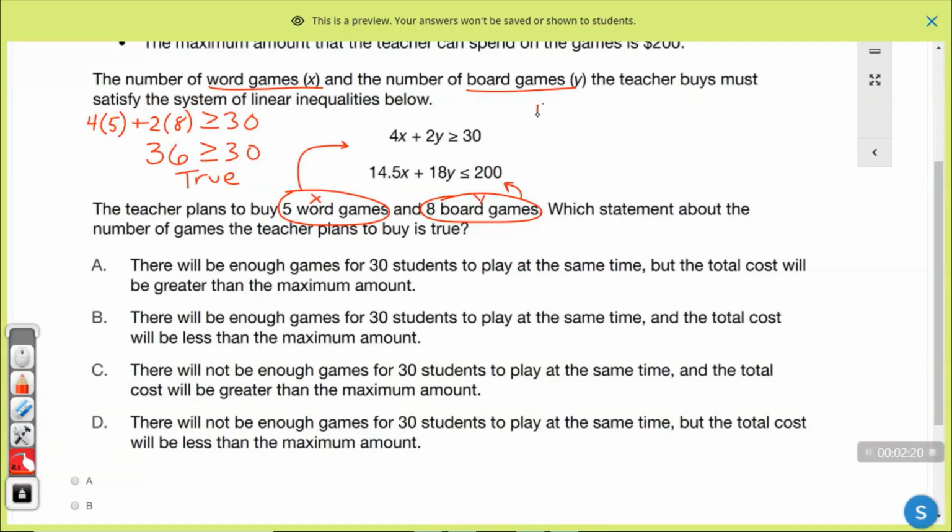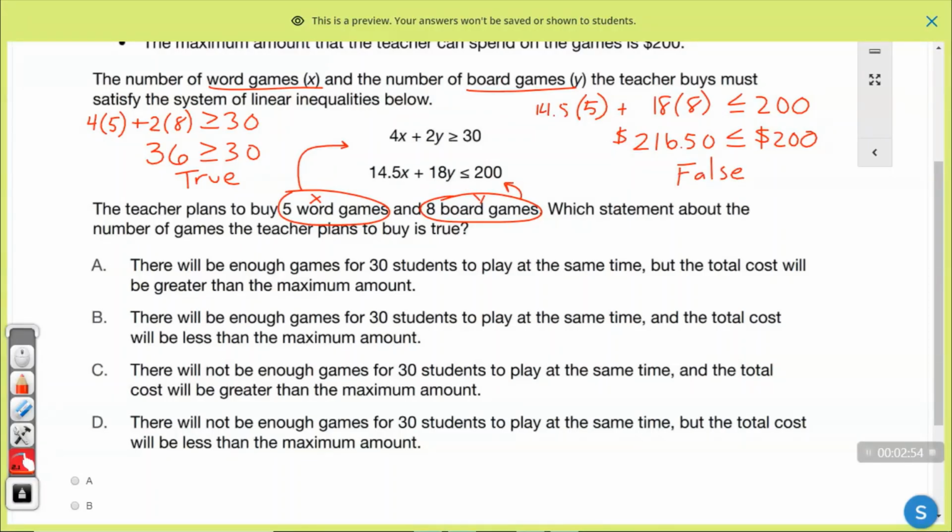Let's look at the next inequality. If we take the 14.5 times our number of word games, 5, and we add it to 18 times the number of board games, 8, did we stay underneath our $200 limit? And if we do that and plug it in, we find that we get $216.50. So it's going to be $216.50, and that is not less than or equal to our $200 limit. In fact, we went over by $16.50.